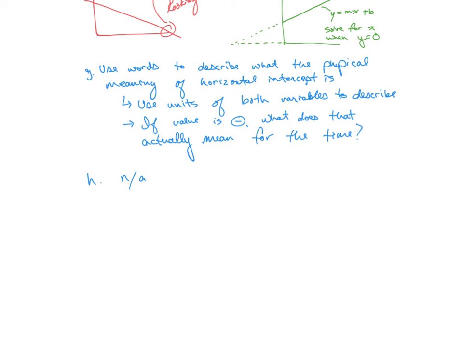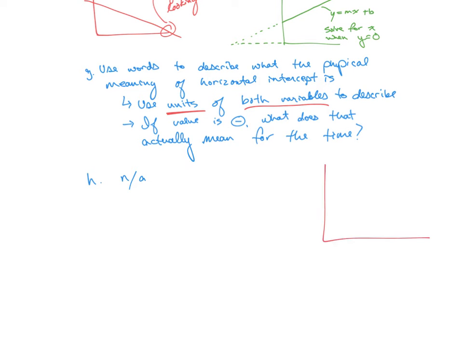But then when you describe what that physically means in real life, you're going to follow kind of the same thing you did for the vertical intercept. It's really helpful to use units of both variables. So you would say something like, when the position was 0, the time would have been whatever. That might mean you have a negative number. Can you have negative time? What does that mean for the experimental setup that you had? You can say something about this motion.